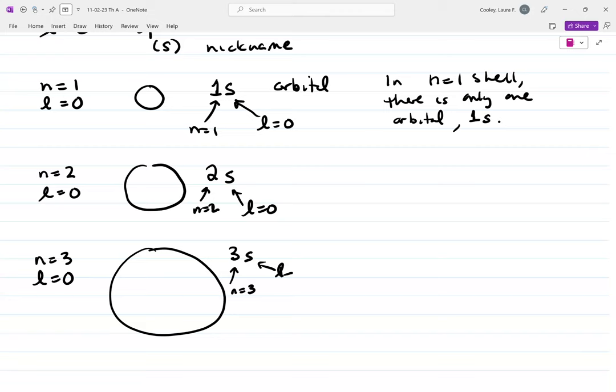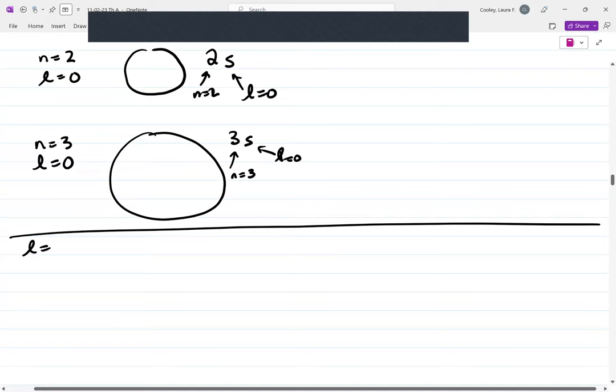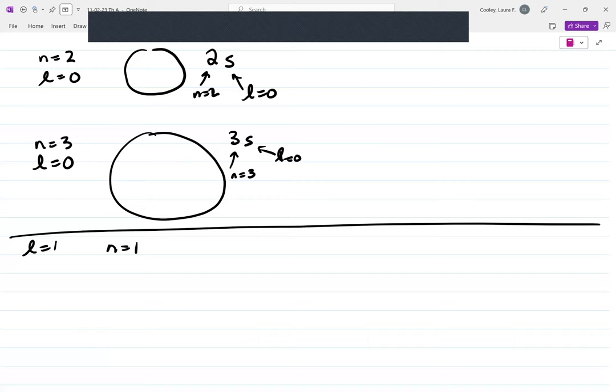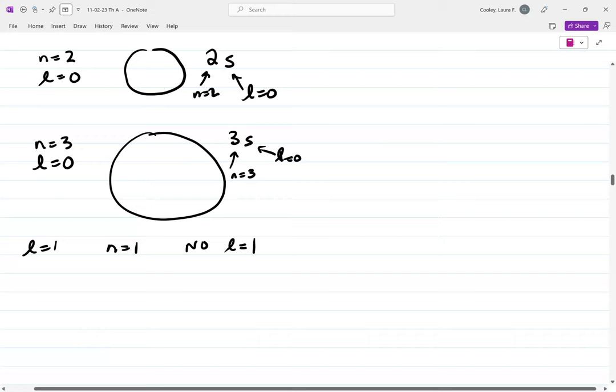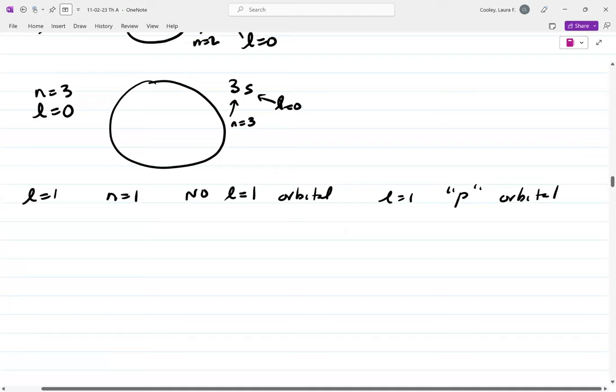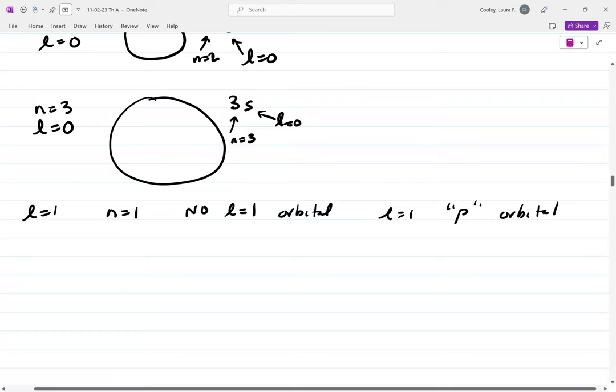Okay, so now let's talk about l equals one. For n equals one, there is no l equals one orbital. There's no p orbital. l equals one is a p type orbital. It should be maybe d for dumbbell, but it's not. So the n equals one shell has only one spherical orbital. We say it has only one subshell. l indicates the subshell. So n equals one has only the s subshell.